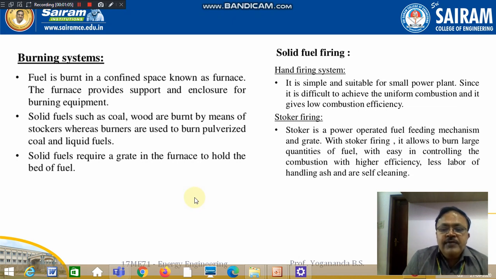So that is the coal feeding, burning, and exhaust gas coming out of the furnace. So everything is an automated process. The solid fuels used will be either coal or wood, burnt by means of the stokers. Whereas burners are used to burn the pulverized coal, the powdered coal, and the liquid fuels.